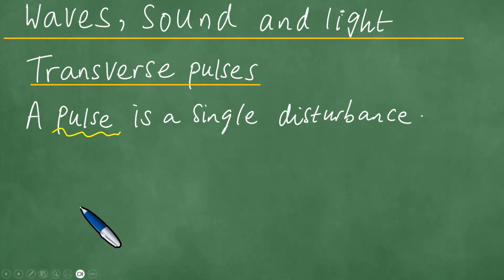Now, let us look at more notions on these. There's something we call a transverse pulse. What is a transverse pulse? And also we shall learn about the properties of these pulses and transverse pulses. Now, there's something that is very, very important here.